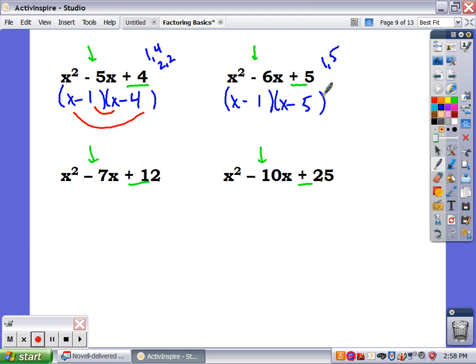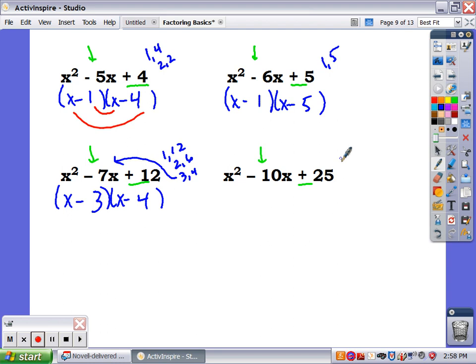12, a little bit of work to do there. I don't know if I'm going to want to work with 1 and 12 or 2 and 6 or 3 and 4. I don't need to write this down. That's just part of my thought process. But how am I going to get that 7? Oh yeah, the 3 and the 4 would help me with it.